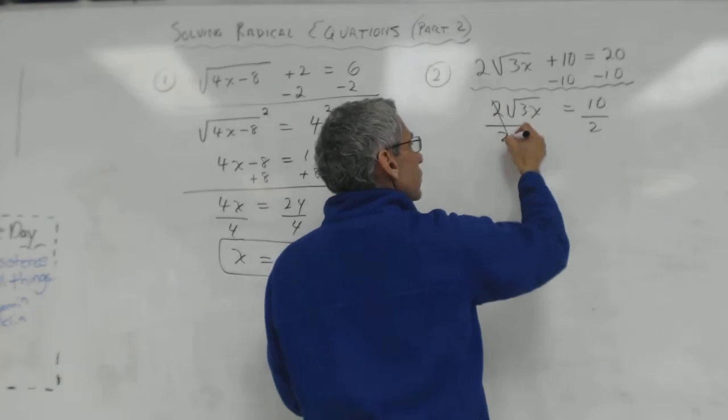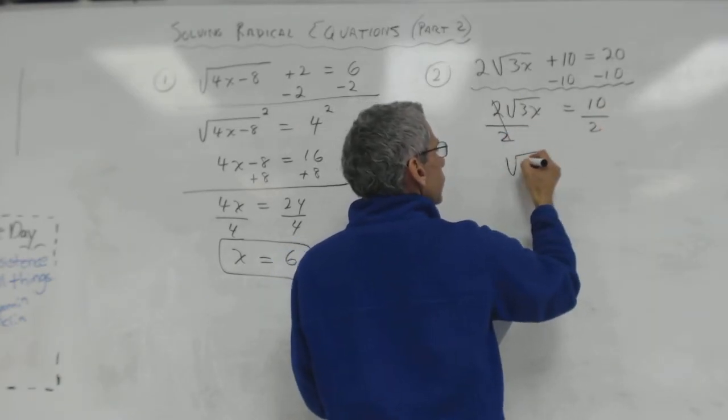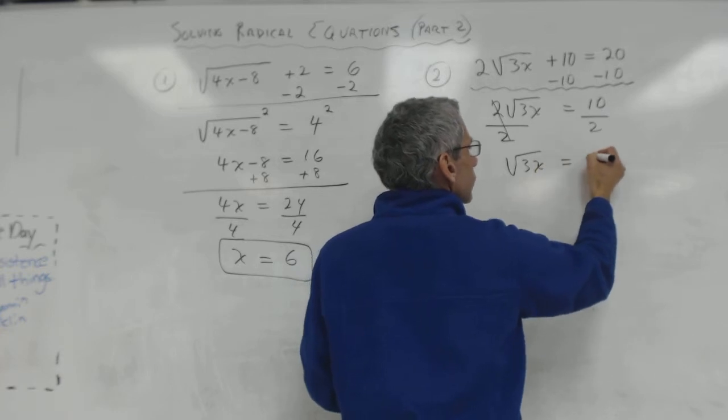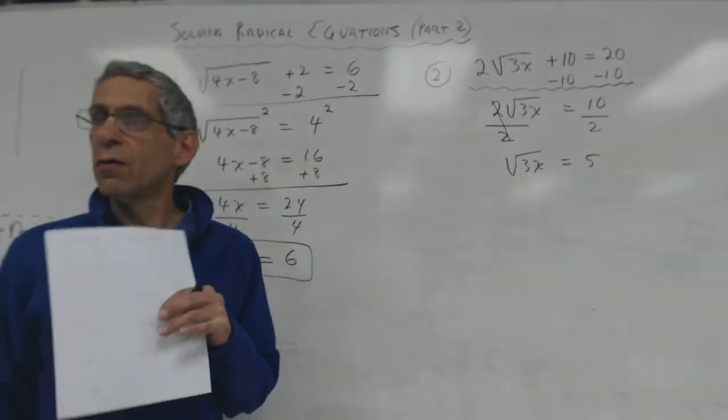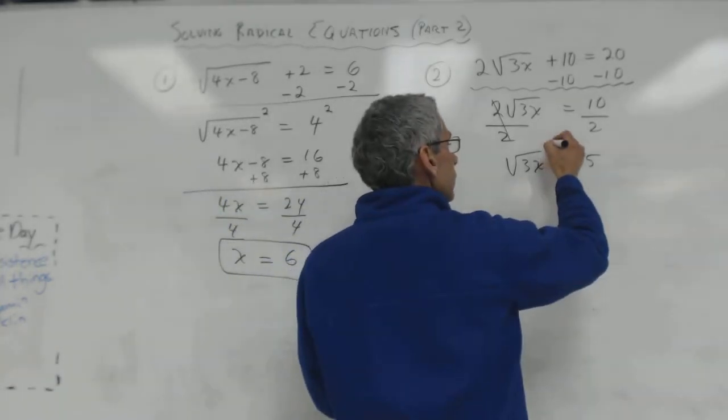So that gives me, these cross out, what is 10 divided by 2? 5. So I got the square root of 3x over 3 is equal to 5. Right now, it's 5 thirds. What would I do? Wait, no, it's square both sides.